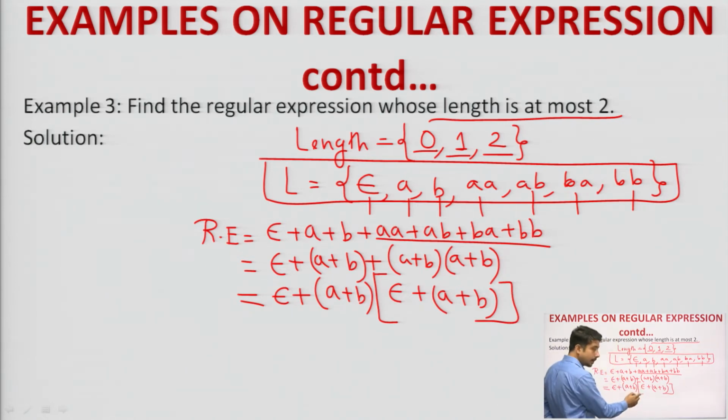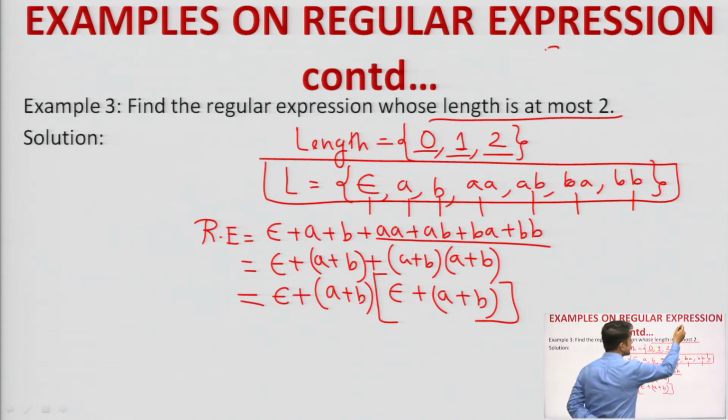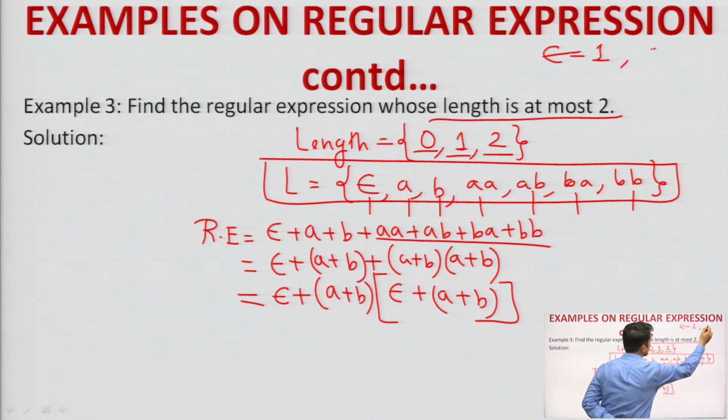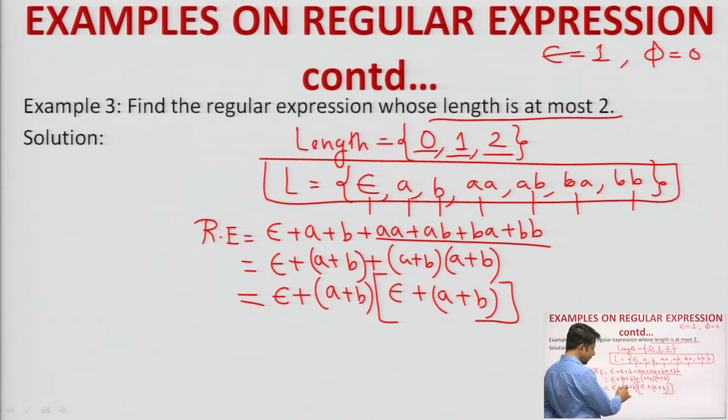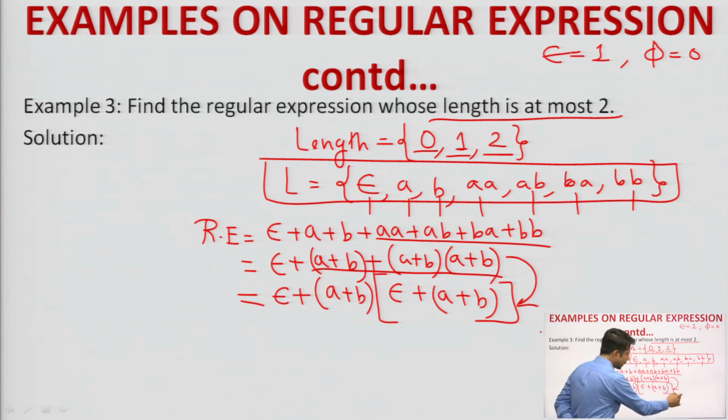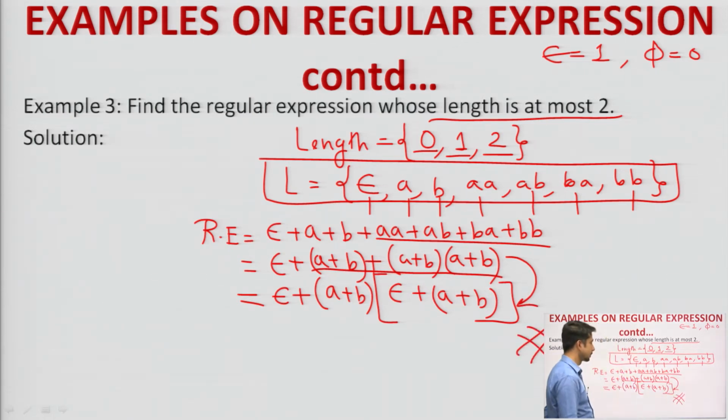Why? Epsilon means nothing but, in expression terms, epsilon means nothing but 1. Okay, phi means 0. I will deal with some of the basic identities, that time we will be able to get aware of it. Okay. So, that means a plus b into 1 means a plus b into a plus b. This is nothing but the solution for it. Okay. So, therefore, this will be the answer for it. This will be the expression for it.